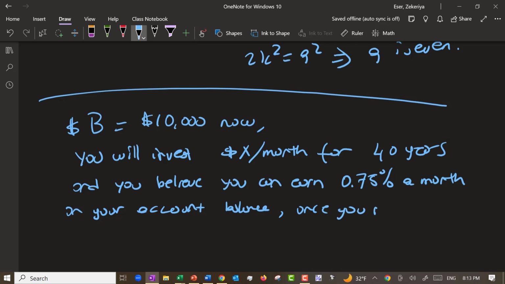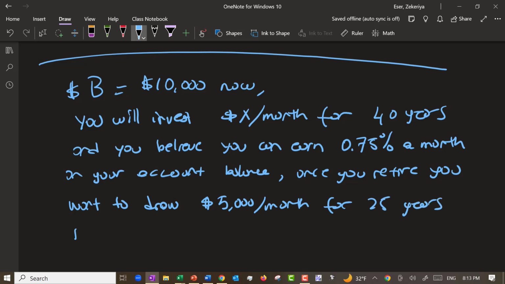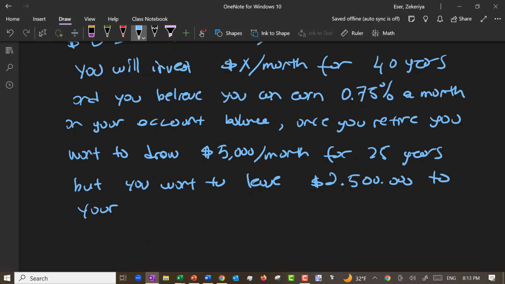Once you retire, you want to draw $5,000 a month for 25 years. But you want to leave 2.5 million to your grandkids.